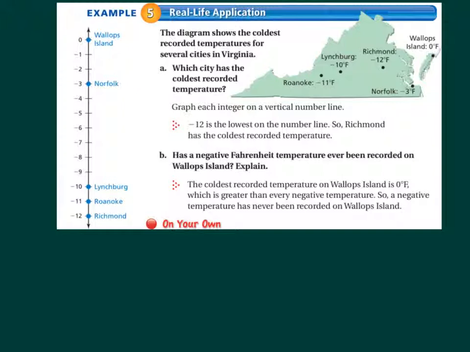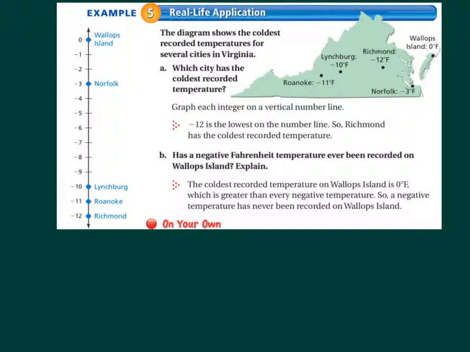We have a real-life application problem here. It says the diagram shows the coldest recorded temperatures for several cities in Virginia. Which city has the coldest recorded temperature? Well, if we look at these, we can see that we have this one at negative 11, this one at negative 10, negative 12, negative 3, and 0. So the lowest temperature anywhere would be in Richmond, Virginia, it looks like, at negative 12.